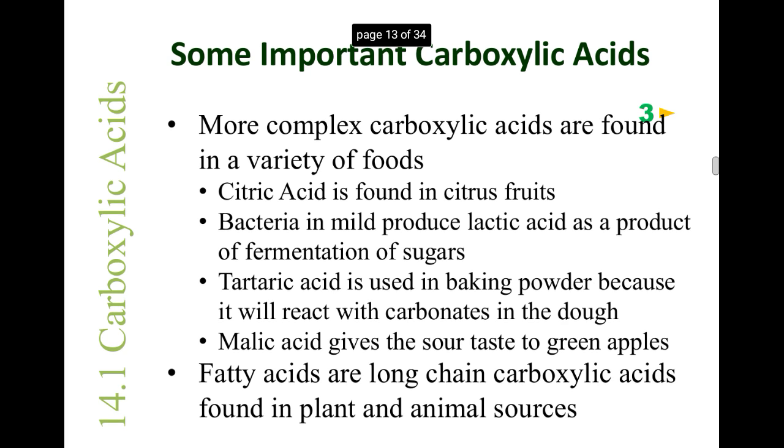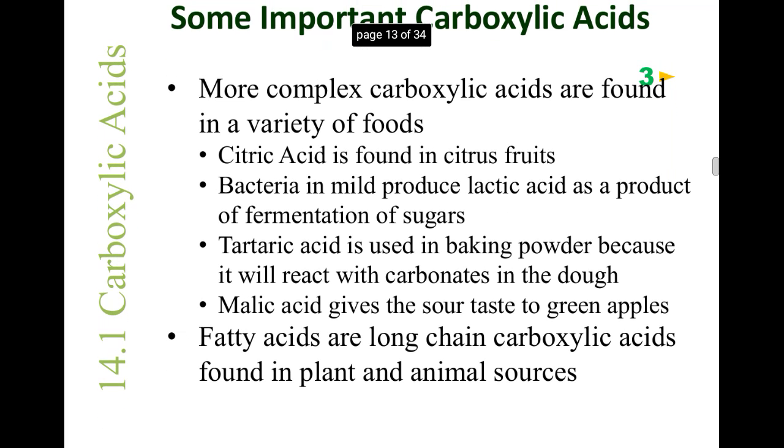So, some important carboxylic acids. More complex carboxylic acids are found in a variety of foods. You've probably heard of citric acid before. That's found in lemons and limes and oranges. It's found in all kinds of citrus fruits. So that's a carboxylic acid.